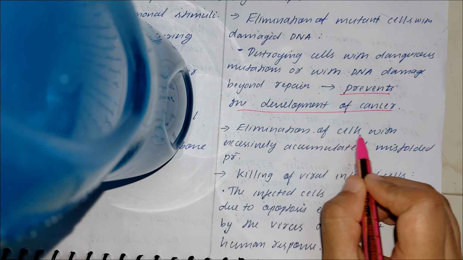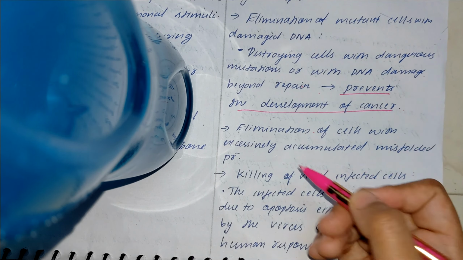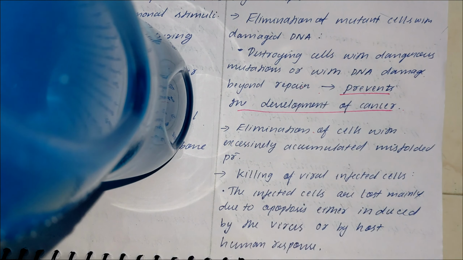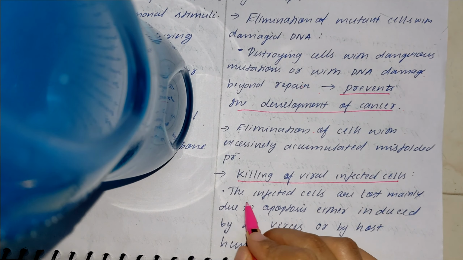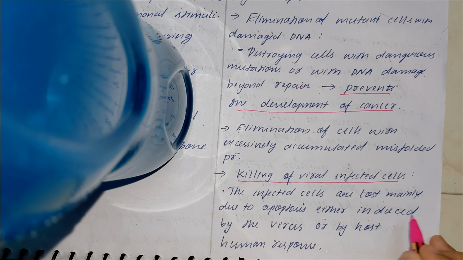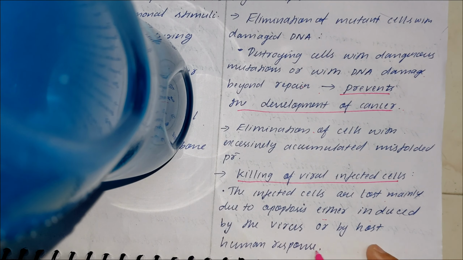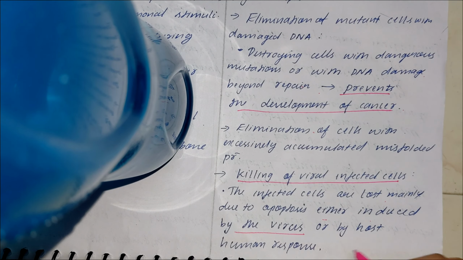Now, there will be the elimination of cells with excessively accumulated misfolded protein, which is also not good. So apoptosis is going to eliminate those things. And also the killing of virus-infected cells. The infected cells are lost mainly due to apoptosis, either induced by the virus itself or by the host immune response. By virus means HIV, etc. By host immune responses, it's viral hepatitis, etc.